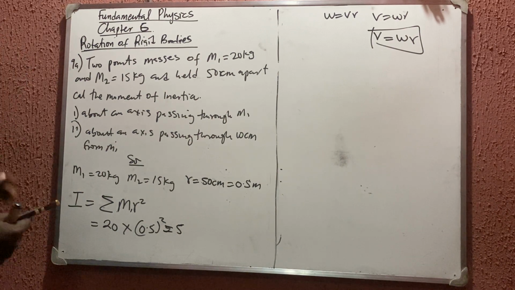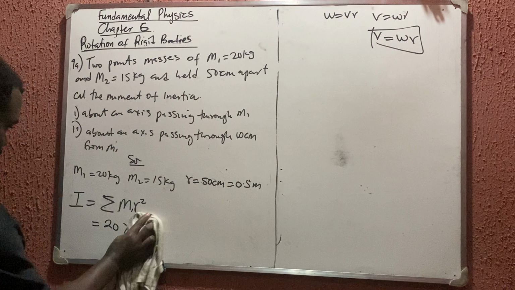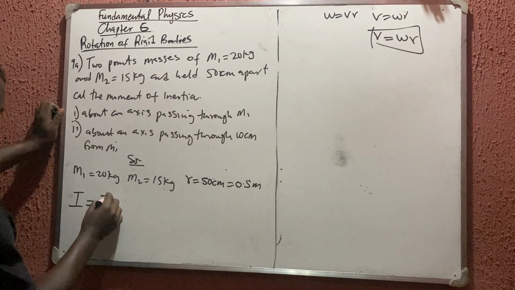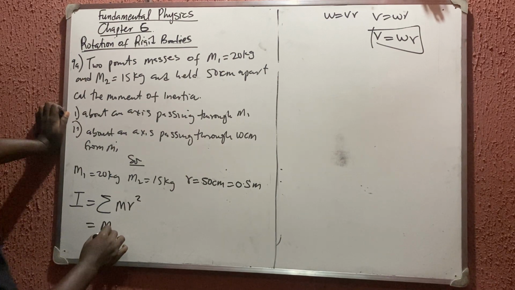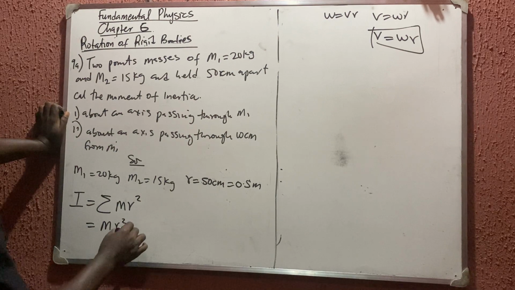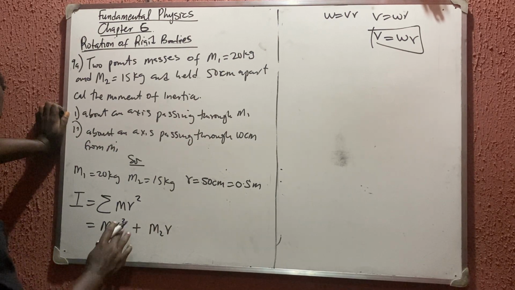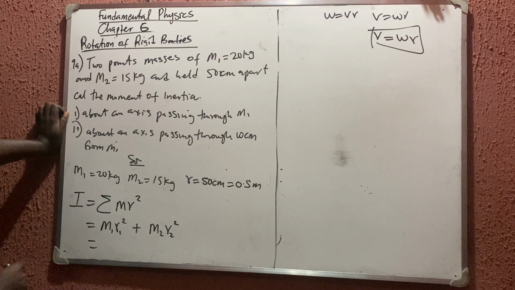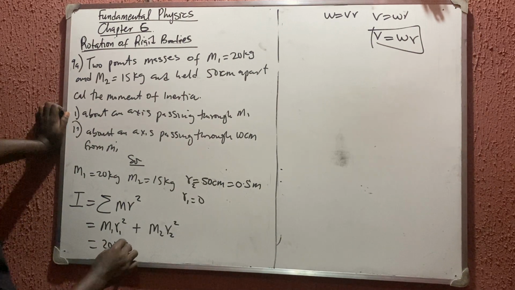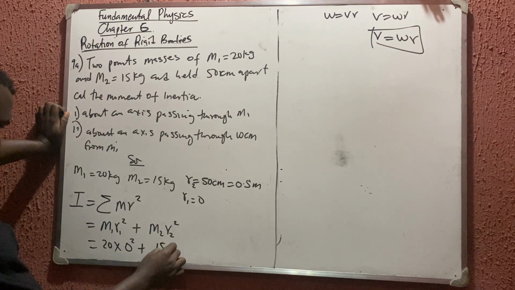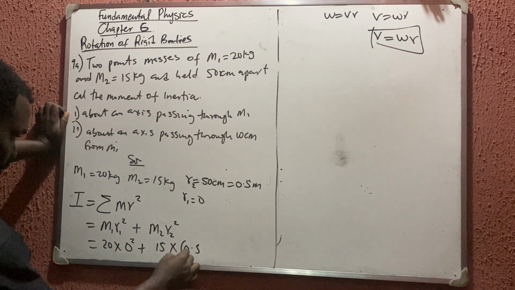It's passing through M1, but it will get to M2. Okay, so this is supposed to be the summation of MR squared. So I'm going to have my M1 R1 squared plus M2 R2 squared. My M1 is 20 times my R1, which should be 0. So that is from 0. My R1 is 0. My R2 is this. So this is 0 squared plus my M2, which is 15, times my R2, which is 0.5, all squared.